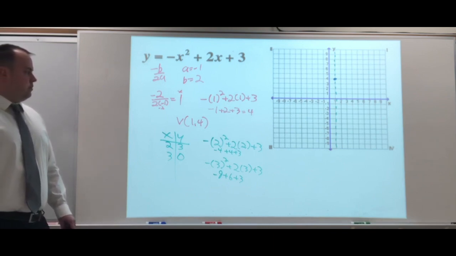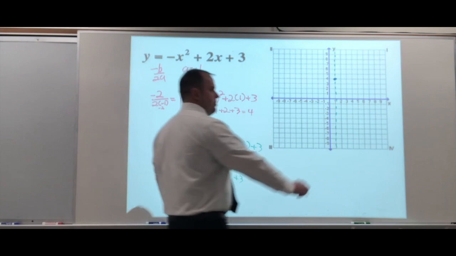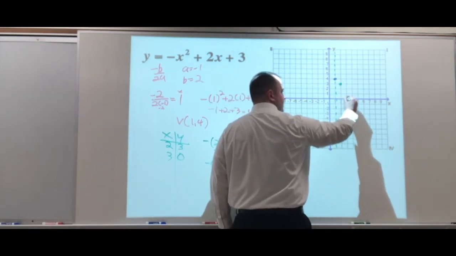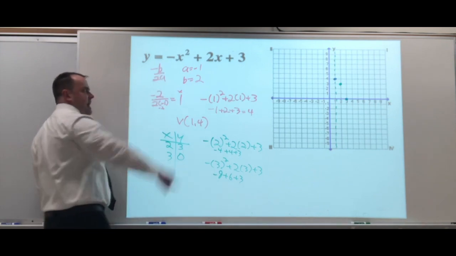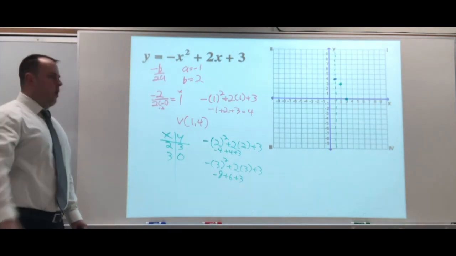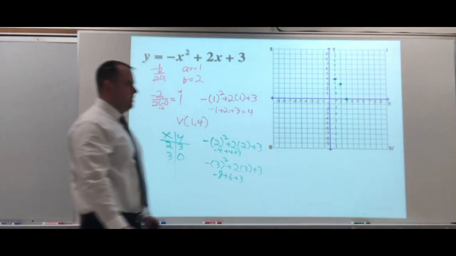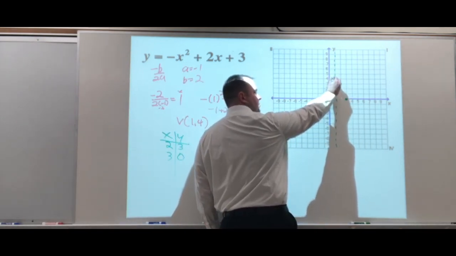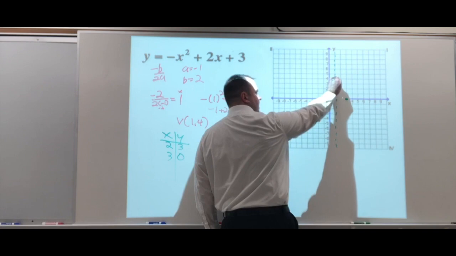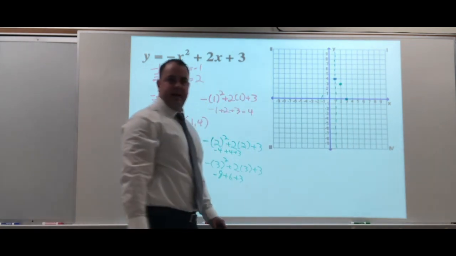So if we plot those 2 points now, we have 2, 3 and 3, 0. And that should make sense. Our A is -1, meaning that it's going to open down. Our parabola is going to open down. So now we have our points, we can kind of start seeing, okay, we know this is our highest point. We come up, we're going to hit that point, and then start coming back down.